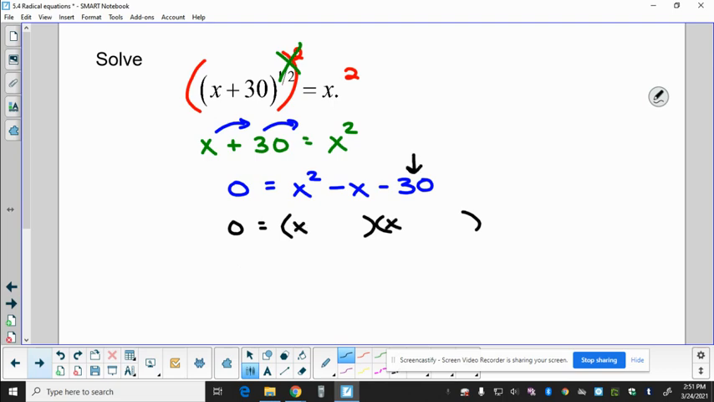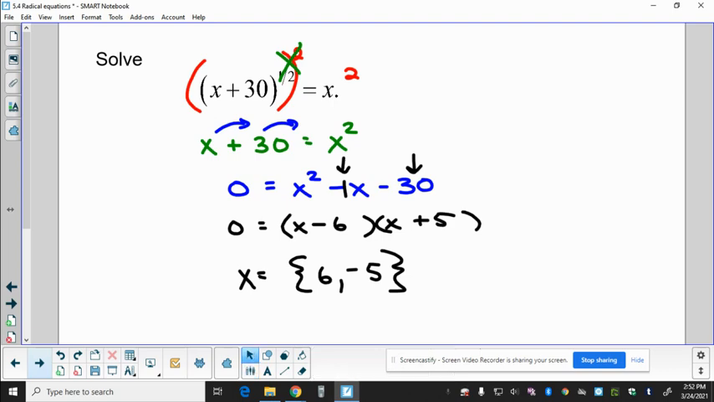Two numbers that multiply to give you negative 30, add up to give you negative 1. Okay, solutions. Maybe 6 and negative 5, but we need to test those out. All right, let's start with a 6. Let's get a clean slate here. So what if this were a 6? Square root of 36 is 6. Yeah, that works.